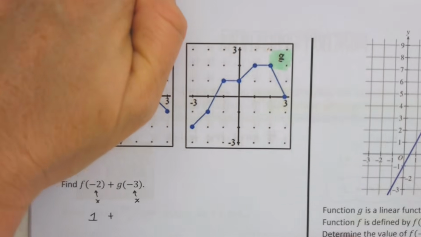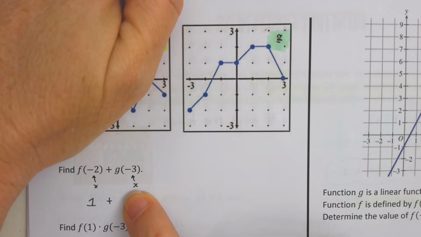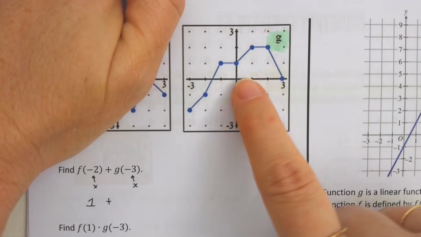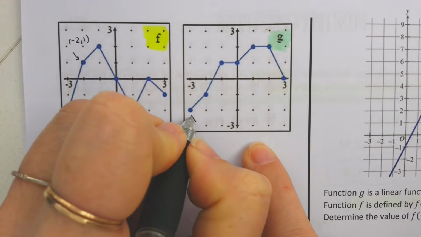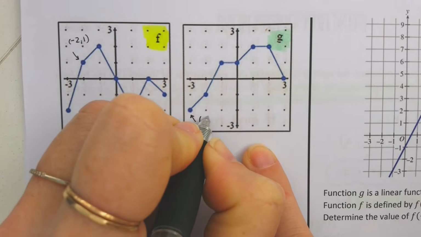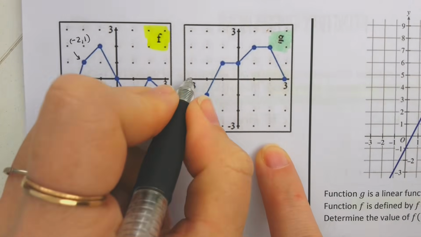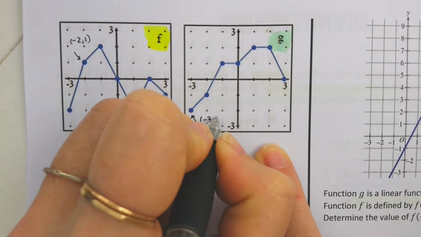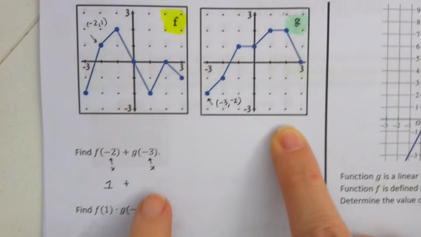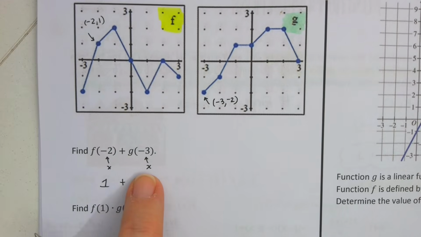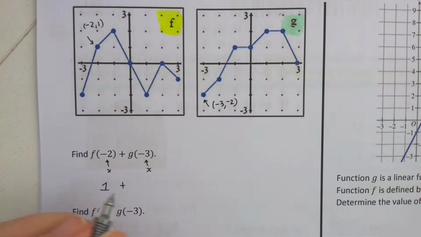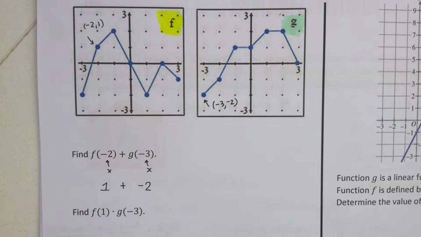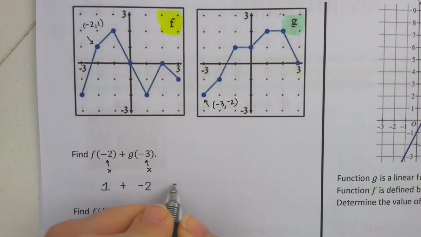graph, that's the one on the right, and I'm going to look again for a point that has an x value of -3. So I'm going to go look to -3, follow it down to where that point is. That's this point. What ordered pair is that? -3, comma, -2, very good. Okay. And when I write down my value here, I just want to write down the y value that corresponded to the x value of -3. So I'm just going to write down -2. And then at the very end, we're going to add them. 1 plus -2 is -1.